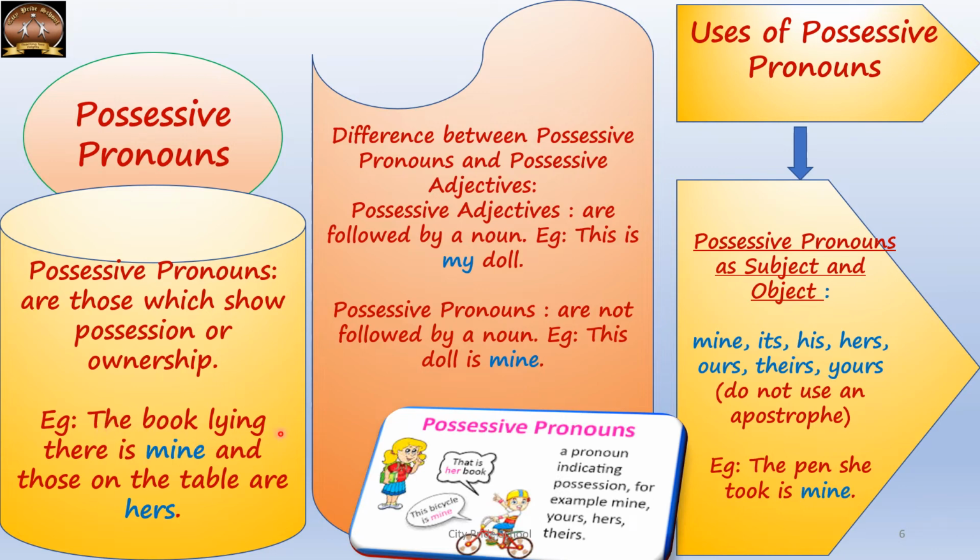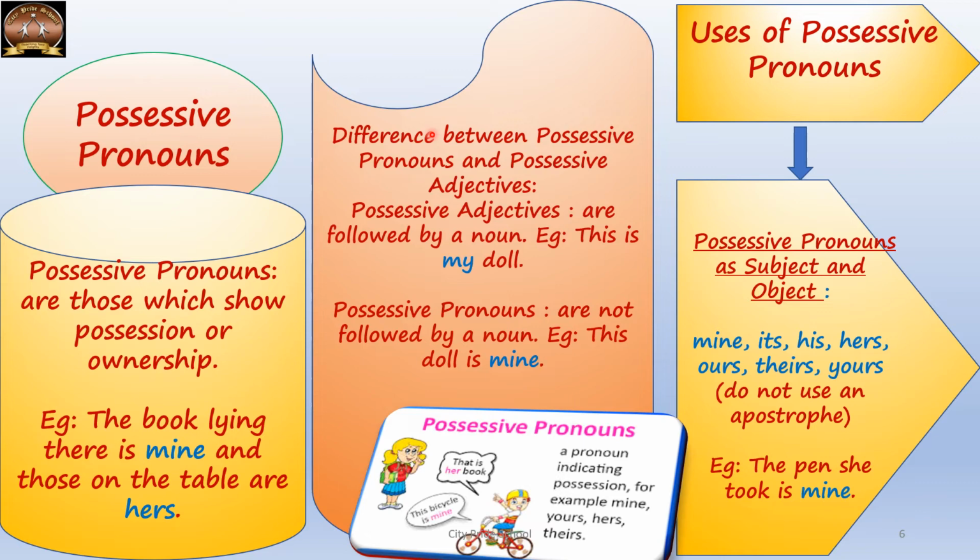For example, the book lying there, whose is it? It is mine. So mine is a possessive pronoun. And those on the table, whose are they? They are hers. So hers is also a possessive pronoun. Why are they pronouns here? Because they are here replacing a noun in the sentence.